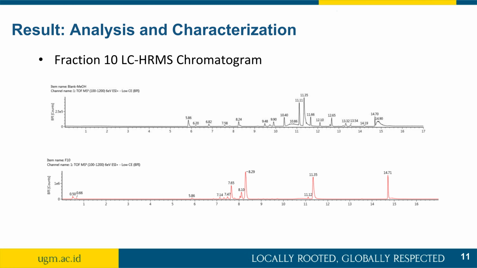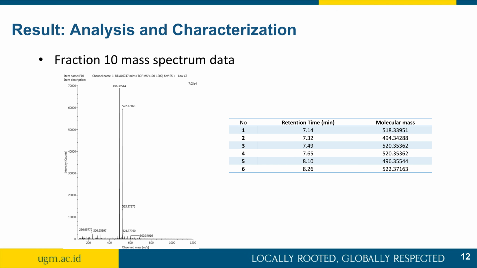There are 12 fractions that can be analyzed, and fraction 10 is the most active due to the retention time peaks appearing on the chromatogram of the isolate, which indicate the presence of other compounds beyond the peaks present in the blank chromatogram. The high-resolution mass spectrometry chromatogram of fraction 10 at a retention time of 8.10 minutes shows a distinct fragmentation pattern with peaks at mass-to-charge ratio 522, 496, 309, and 236.